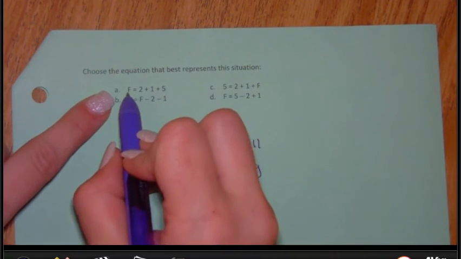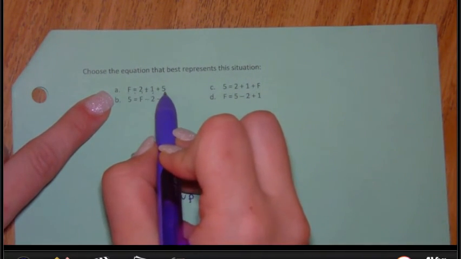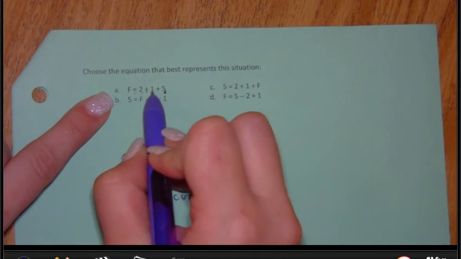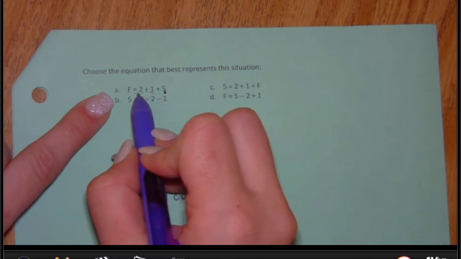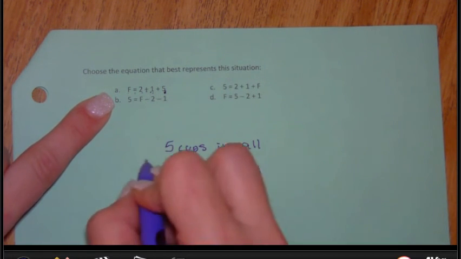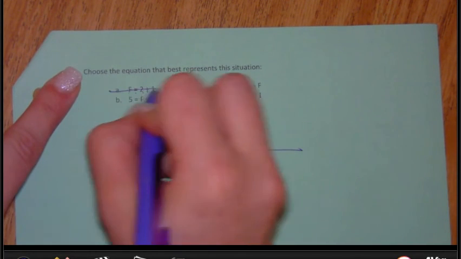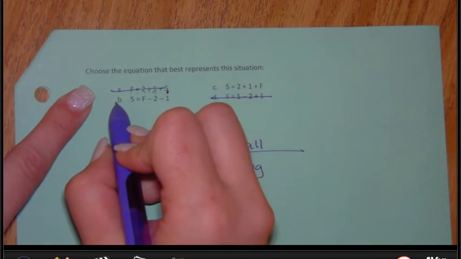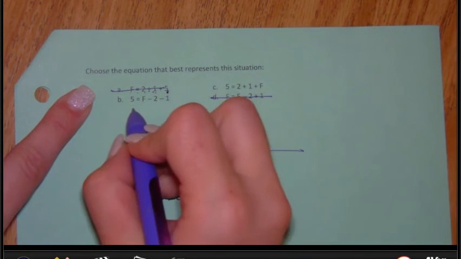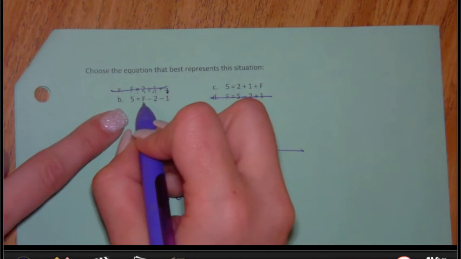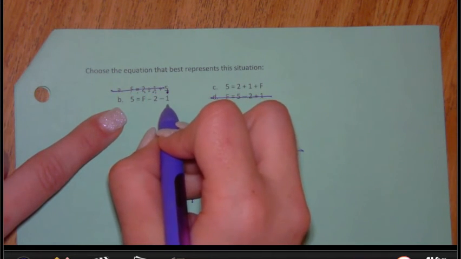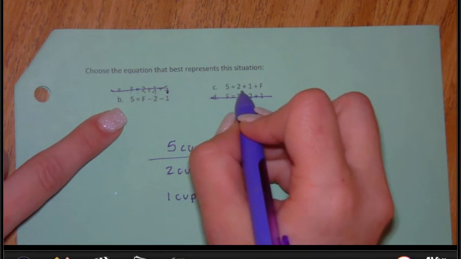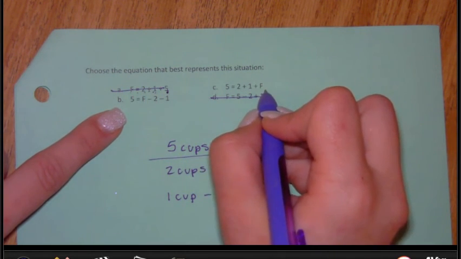All right, so do I have F is equal to 2 plus 1 plus 5? Well, I mean, think about it. 5 plus 1 is 6, plus 2 more is, what, 8? I have 5 cups in all. I can't have more than 5. So I know that A and D are gone. So now I am left with B or C, where 5 cups is equal to the amount minus 2 minus 1, or 5 is equal to 2 plus 1 plus the amount.